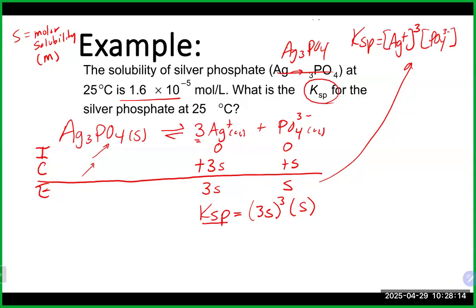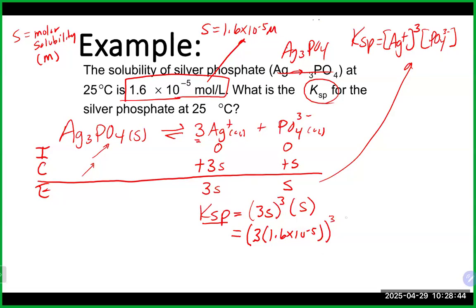In this case, though, we don't have the KSP, so we can't solve for S, but we do have given to us the solubility of this guy in molarity, which means our S in this case is 1.6 times 10 to the minus 5 molar, as that is the molar solubility here. That means in this case, to find our KSP, we'll just plug that in. That is 3 times 1.6 times 10 to the minus 5. And again, we still need to cube it times 1.6 times 10 to the minus 5.